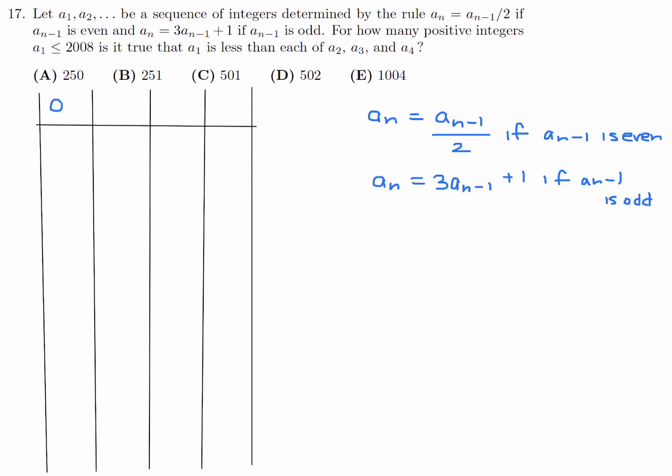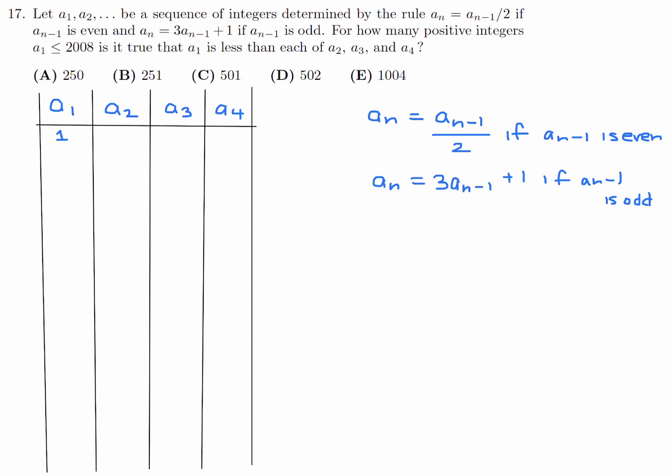So we'll start with the smallest possible positive integer, which is 1 for a1. And then we will see what the values are for a2, a3, and a4. If a1 is indeed less than each of those, we'll put a little check mark beside it. And then we'll get some sort of a pattern, because obviously we're not going to do it for every one up until 2008. So if a1 is 1, using these formulas, let's see what we get.